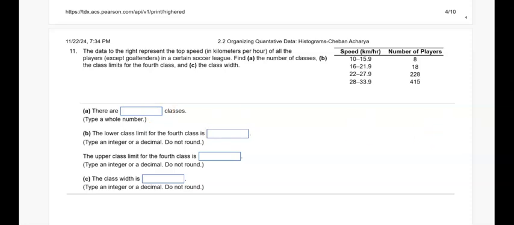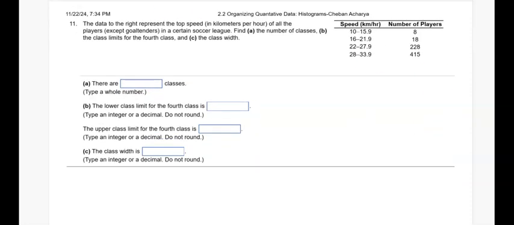Question number 11. The data represent the top speed in kilometers per hour of all the players except goaltenders in a certain soccer league. Find the number of classes, part A. Part B, find the class limits of the fourth class and the class width. There are 4 classes: 1, 2, 3, 4. Obviously the answer is 4 here.